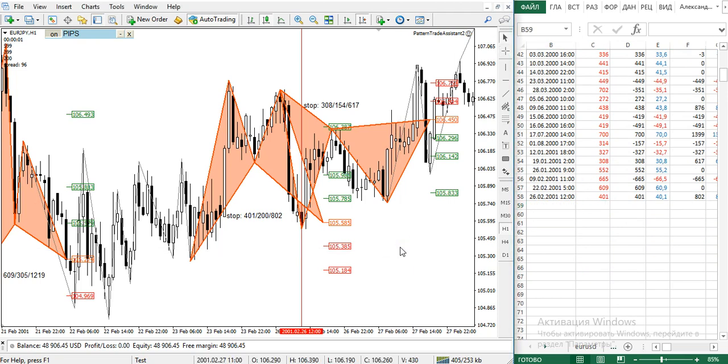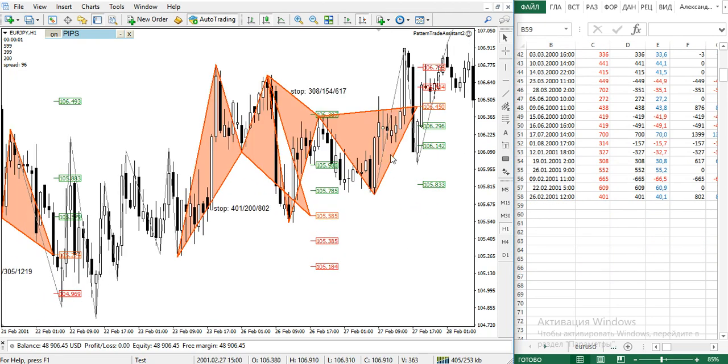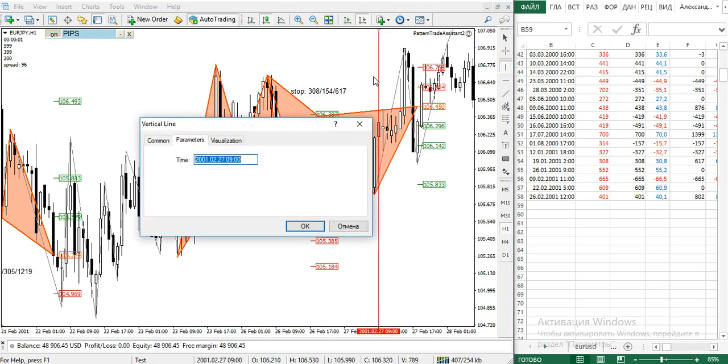Then the next trade setup, it is very simple. Completes on this candle. Right after the target is hit, you immediately sell it slightly above that target to enter the next Gartley.